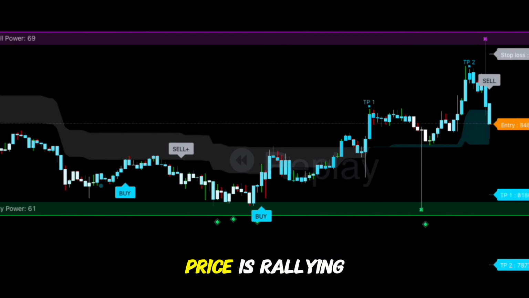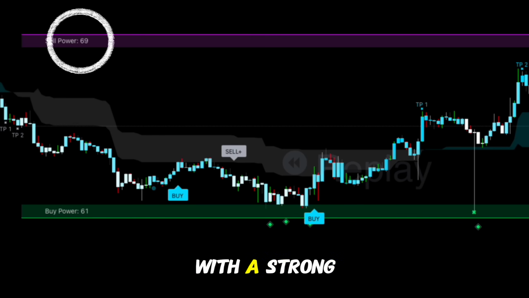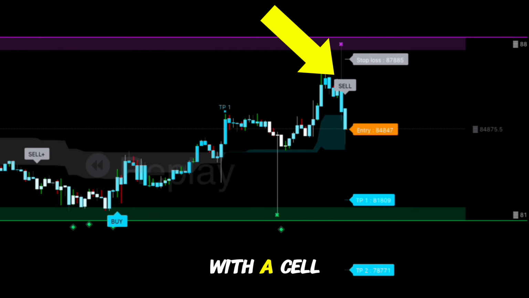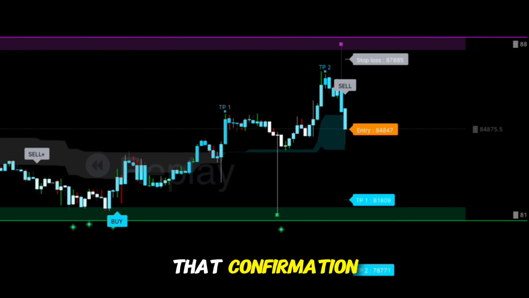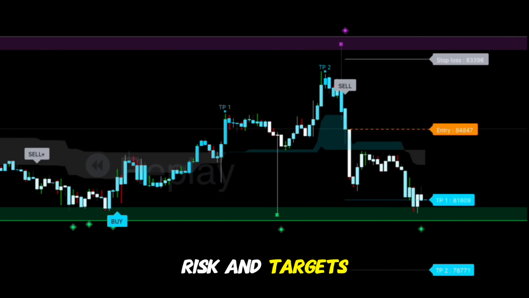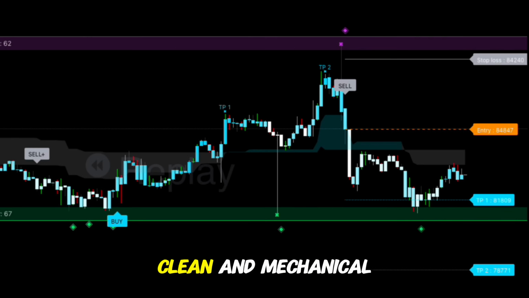Another example, price is rallying into a strong sell power zone with a strong reversal score. You don't short immediately. You wait until Fresh Algo confirms with a sell plus signal inside that zone. That confirmation means the market is aligning with your idea, and you have exact levels for risk and targets without guessing. This approach is clean and mechanical.